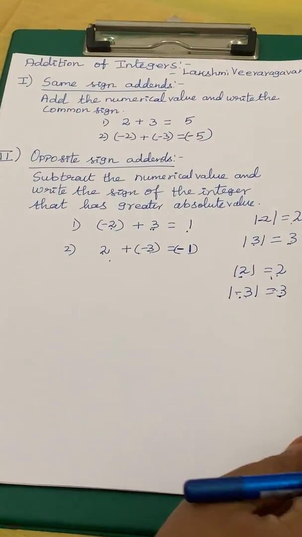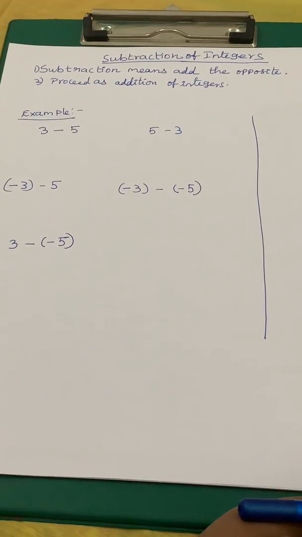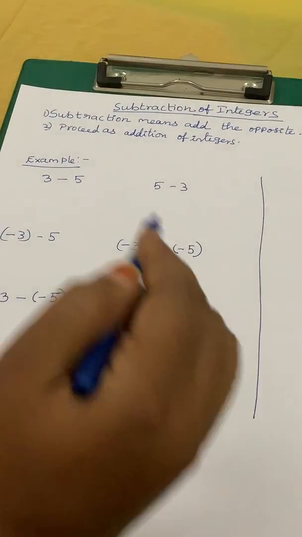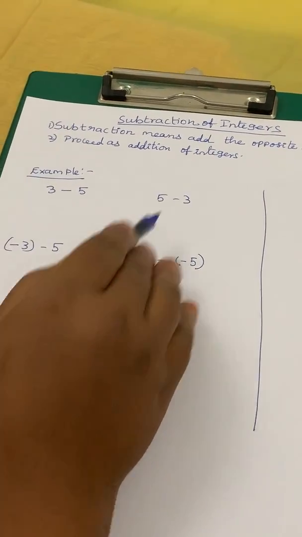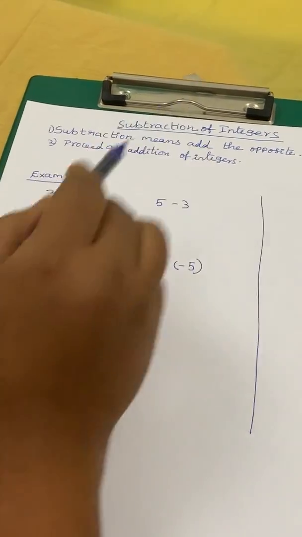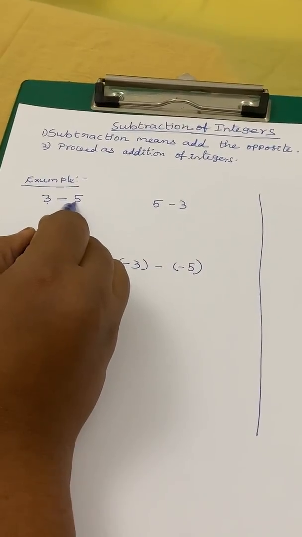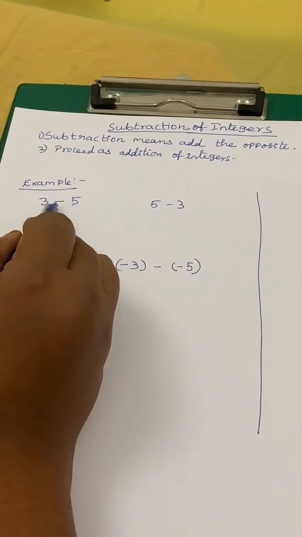Now let's proceed to subtraction. Subtraction of integers follows two simple rules. Subtraction means add the opposite. Our first step is we have to convert the given operation as add the opposite and proceed with the steps of addition of integers. And now here let us consider 3 minus 5. Here subtraction is being applied. Subtraction means add the opposite.